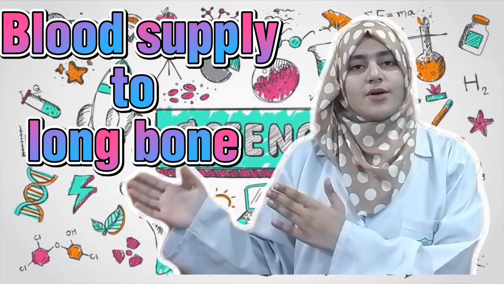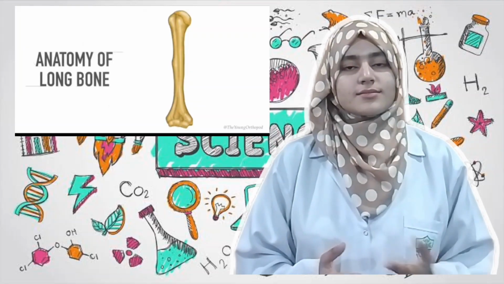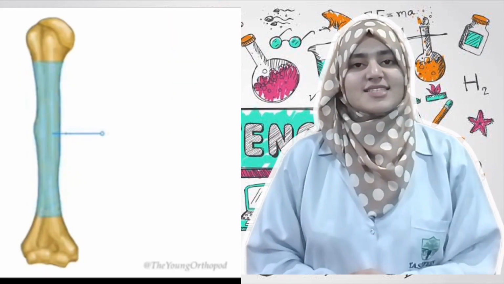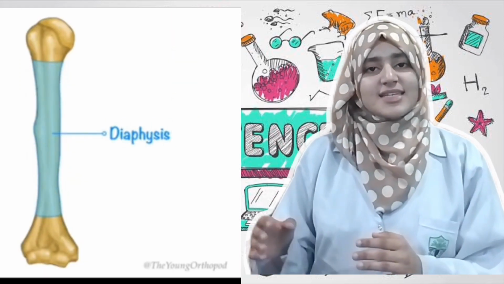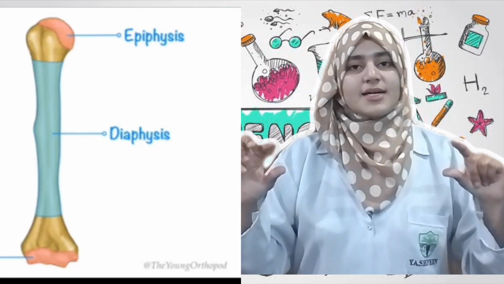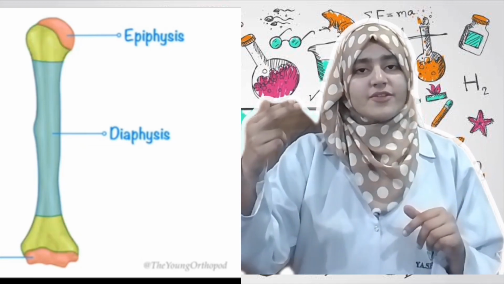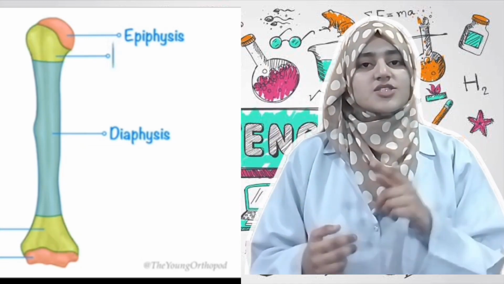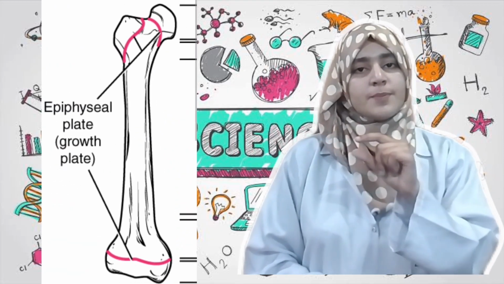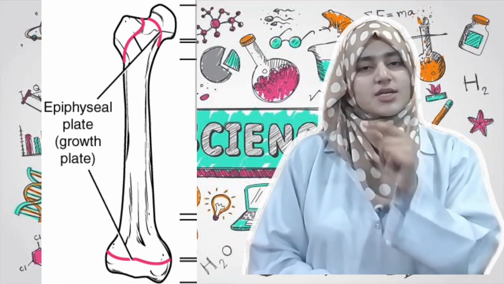Today we will discuss the blood supply to the long bones. But first of all, have a look at the structure of a long bone. The structure of a long bone includes a cylindrical central shaft called the diaphysis, and the elongated ends are called epiphysis. The intermediate segment between the epiphysis and the diaphysis is called the metaphysis. In the upper part of the metaphysis, a growth plate or epiphyseal cartilage is also present.